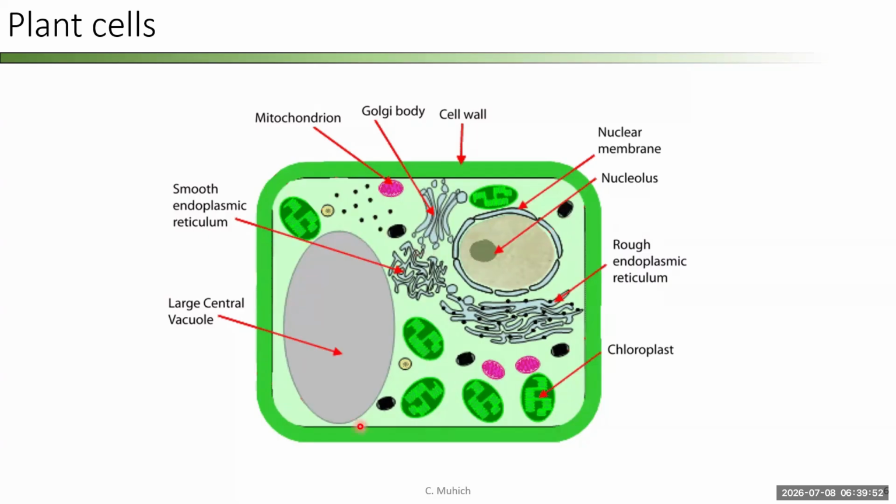And then we have this interesting structure over here, which is also lacking in animal cells, called our large central vacuole. This organelle is a fluid-filled organelle, and it's going to expand and contract in order to control the osmotic pressure within the cell.